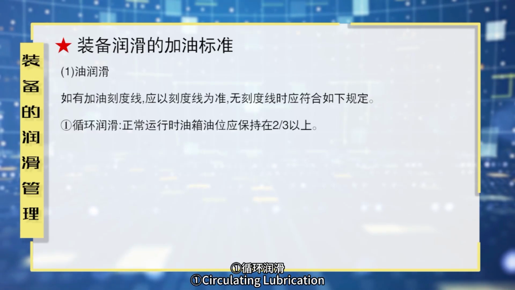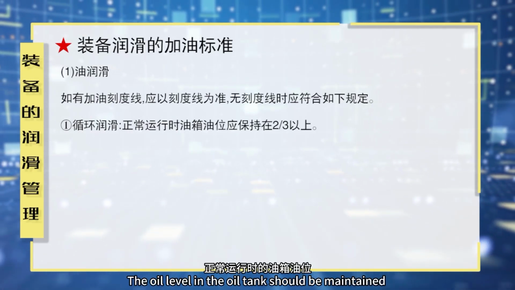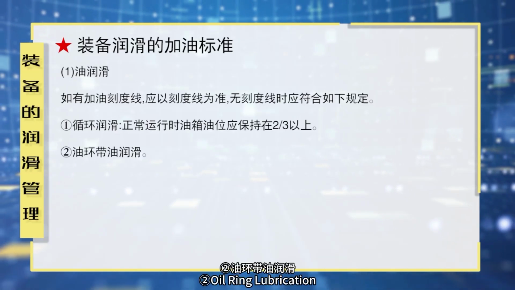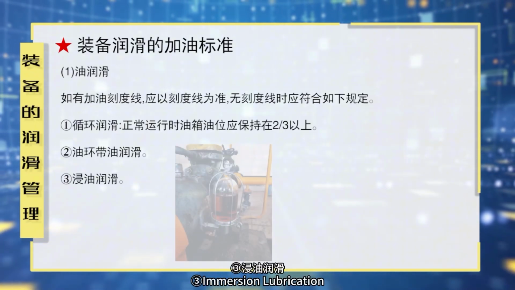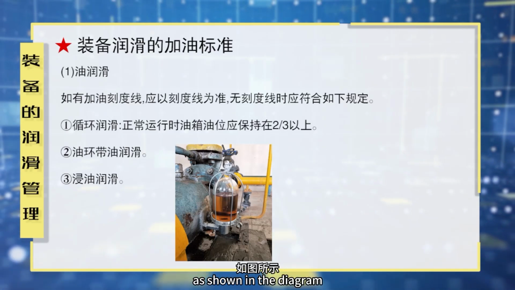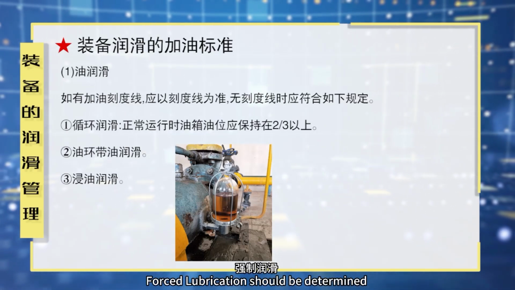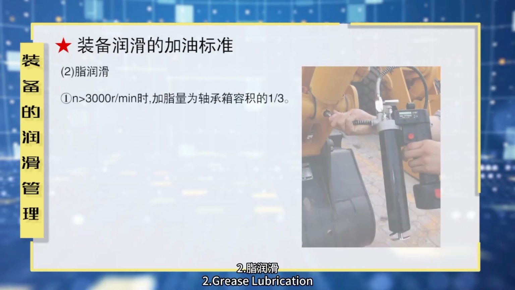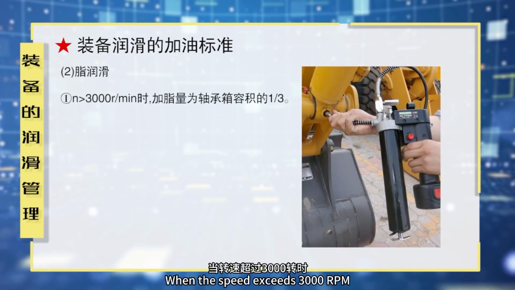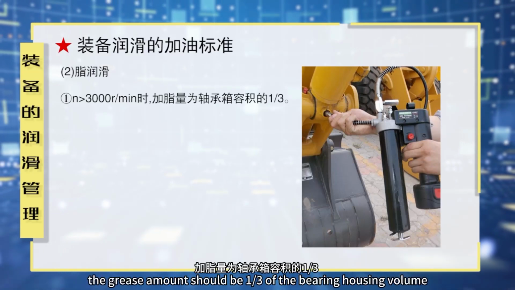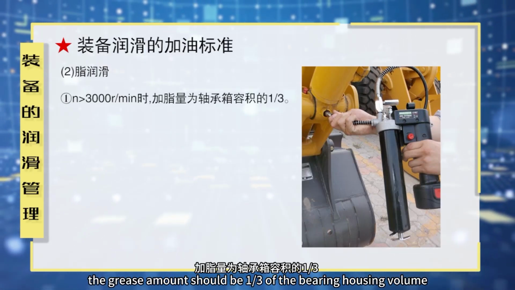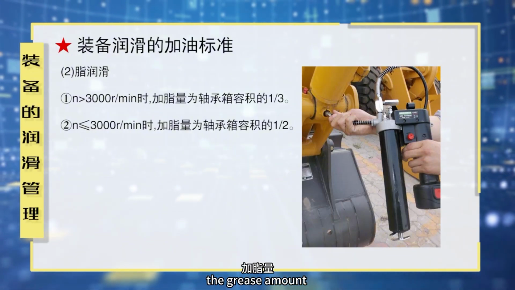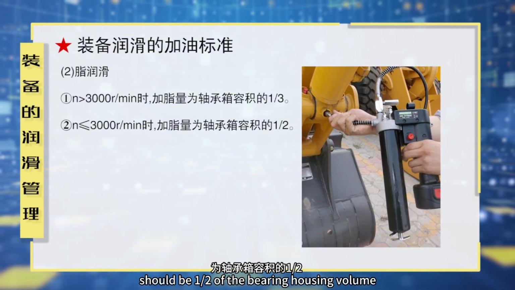First, circulating lubrication. The oil level in the oil tank should be maintained above 2/3 during normal operation. Second, oil ring lubrication. Third, immersion lubrication as shown in the diagram. Forced lubrication should be determined according to the relevant technical requirements and actual conditions. Second, grease lubrication. When the speed exceeds 3000 rpm, the grease amount should be 1/3 of the bearing housing volume. When the speed is less than 3000 rpm, the grease amount should be half of the bearing housing volume.